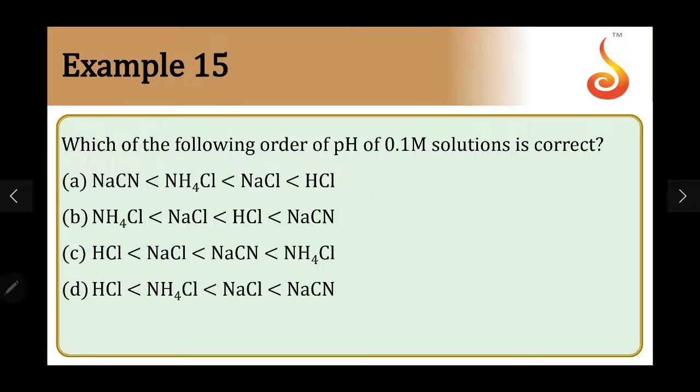Example 15. Which of the following order of pH of 0.1 molar solutions of the following solutions is correct? Due to hydrolysis, the salt of strong acid and strong base will definitely be neutral. The pH will be equal to 7. The salt of weak acid and strong base will have pH higher than 7 because the strong base is dominating. And the salt of weak base and strong acid will be less than 7. If you carefully look at the given options, HCl, NaCl, ammonium chloride and NaCN are given.